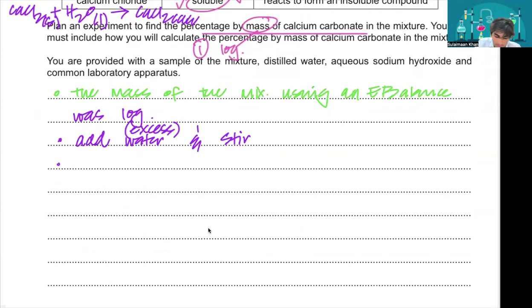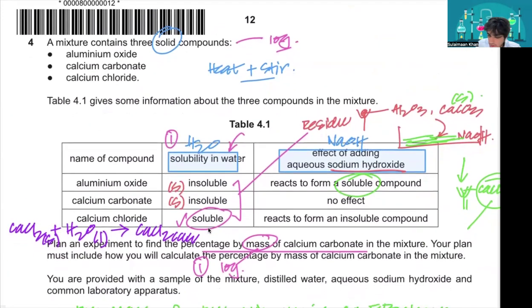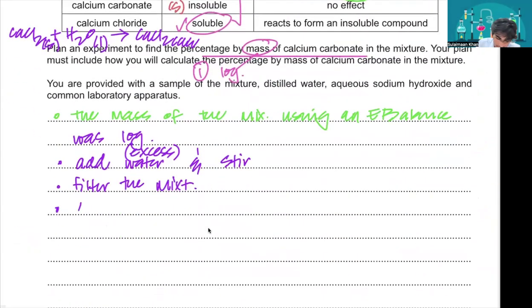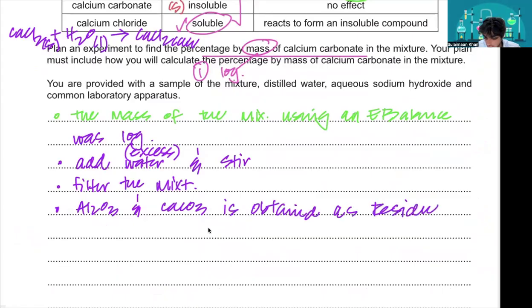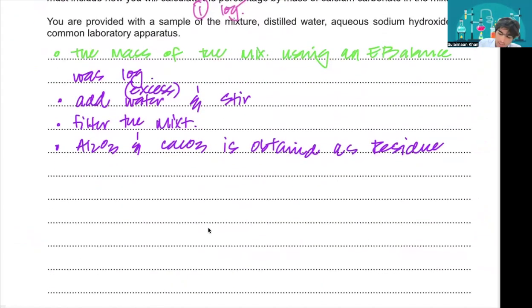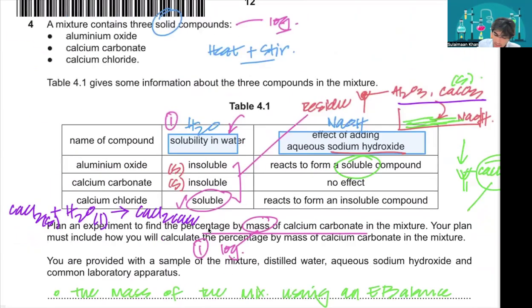But I'm going to stir it. Then what am I going to do? Filter the mixture. Once you filter it, you obtain aluminum oxide and calcium carbonate, Al2O3 and CaCO3, as residue. Sorry for my pathetic writing, but I have to cover a lot of questions, right? So it's obtained as residue, and then again, what am I going to add now?